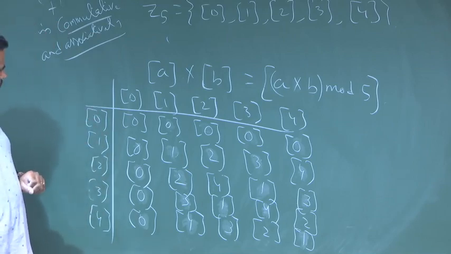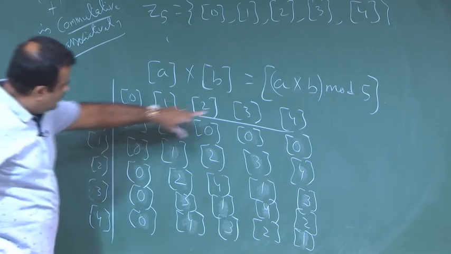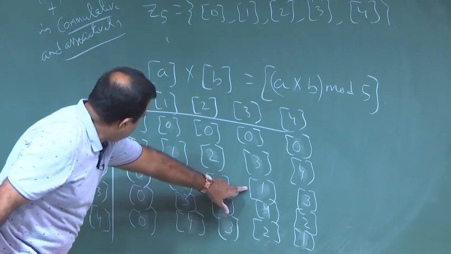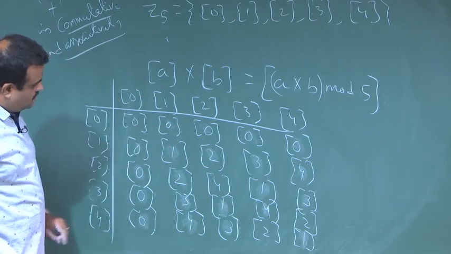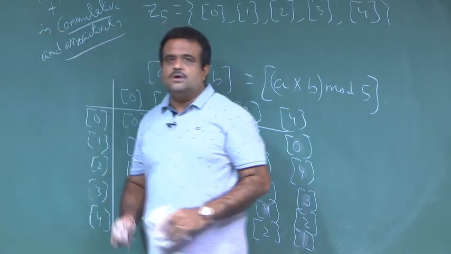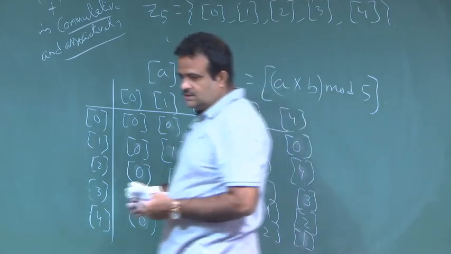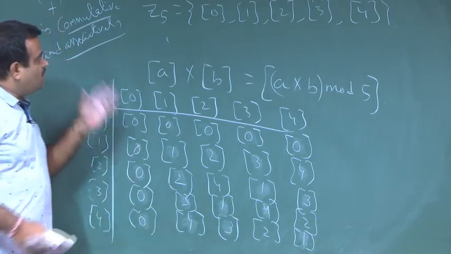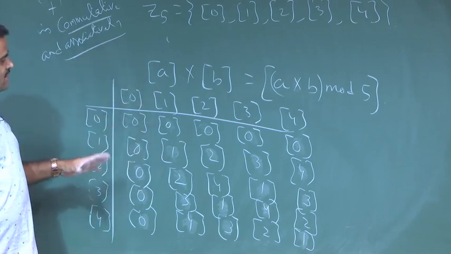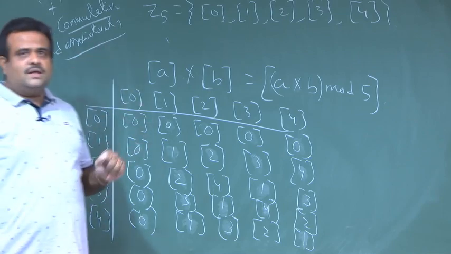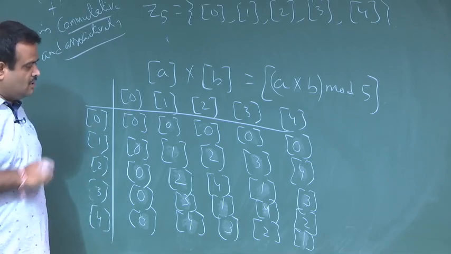Now, is this commutative? We can check that if we take 2 and 3, it gives us 1, and 3 and 2 also gives us 1. So, it is commutative. This is one example over a finite set. If the operator is over a finite set, we can just have a table and then check whether it is commutative or associative or not.